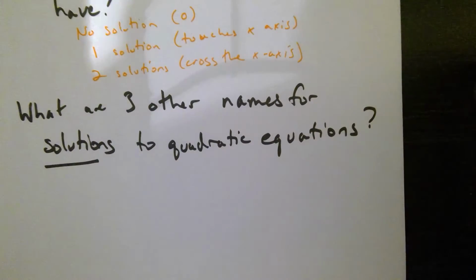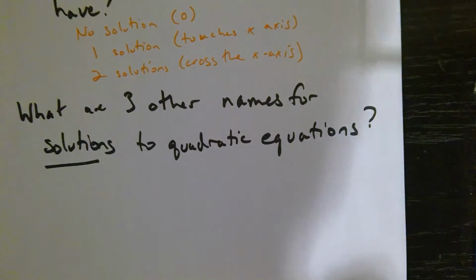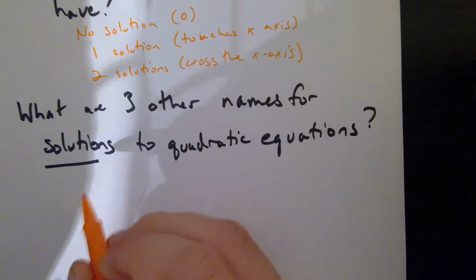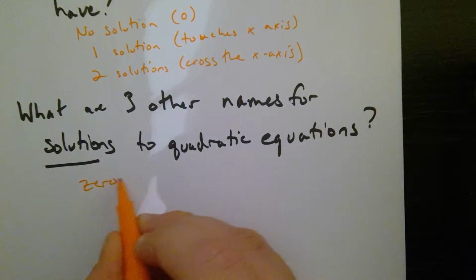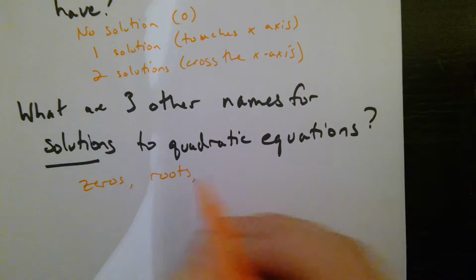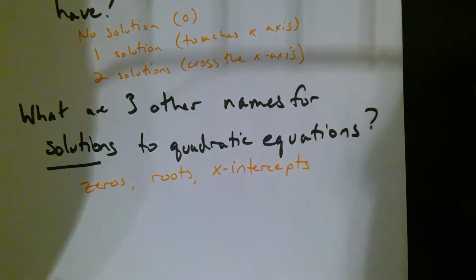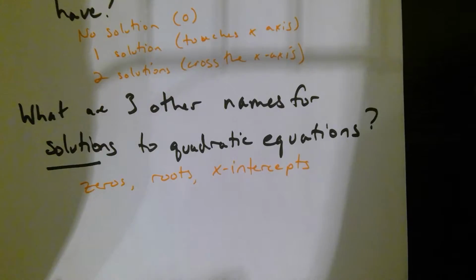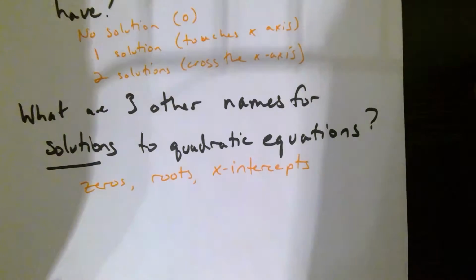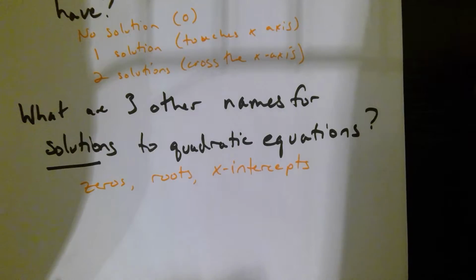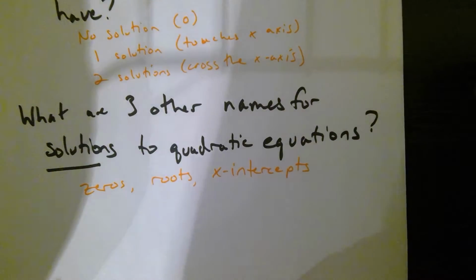Now let's go to this other one. Three other names for solutions to quadratic equations. Those are called zeros, roots, and x-intercepts. Hopefully we remember this from last semester. If not, we need to remember this because it will be on our next quiz and our next test, and it will come up during the rest of the year. Now we're going to go ahead and get on to our new stuff, which we'll go through real quick because it is fairly simple. I wouldn't necessarily call it easy, but it is simple.